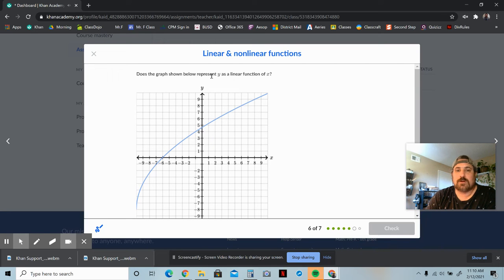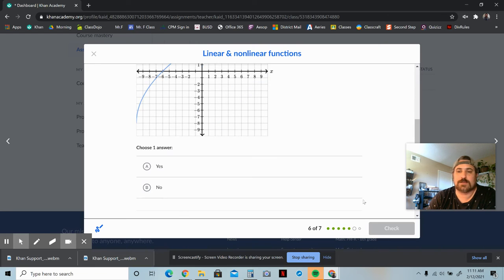Does the graph shown below represent y as a linear function of x? Well, the rate's changing, right? It gets really fast here, then it starts to slow down, still positive, because it doesn't stay at the same speed or same rate. So the rate's changing, it's not constant. So this is a no.